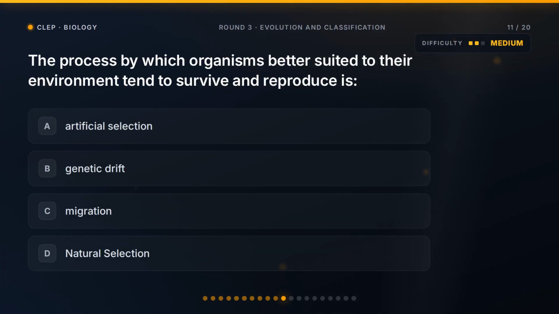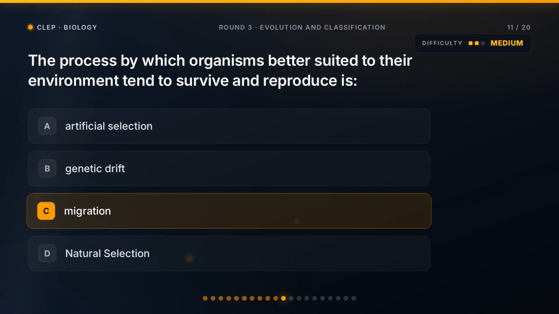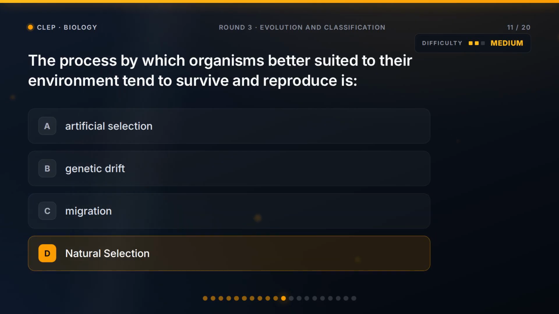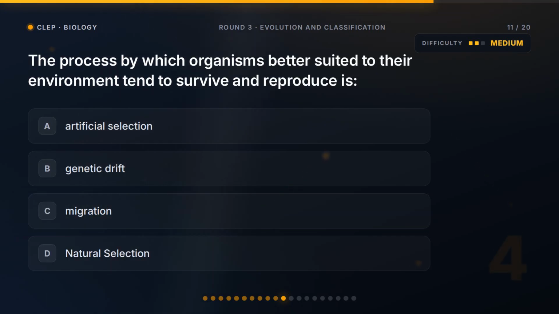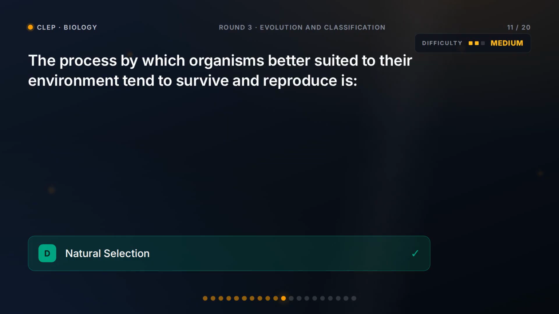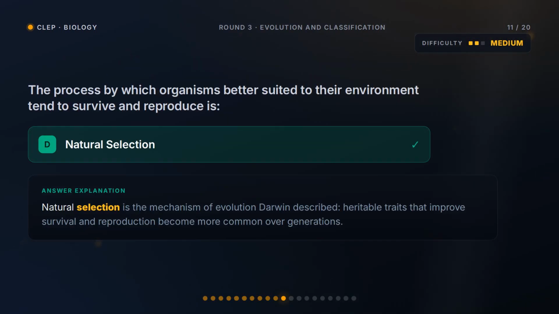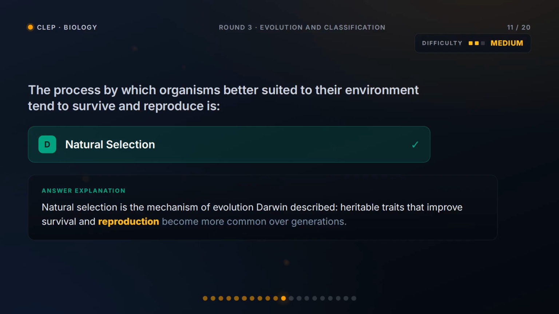Question 11. The process by which organisms better suited to their environment tend to survive and reproduce is A. Artificial selection. B. Genetic drift. C. Migration. D. Natural selection. The answer is D. Natural selection. Natural selection is the mechanism of evolution Darwin described. Heritable traits that improve survival and reproduction become more common over generations.